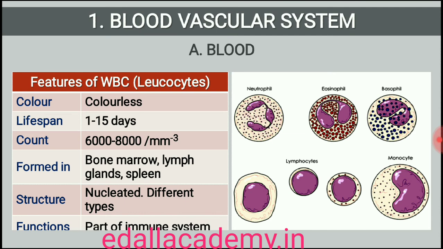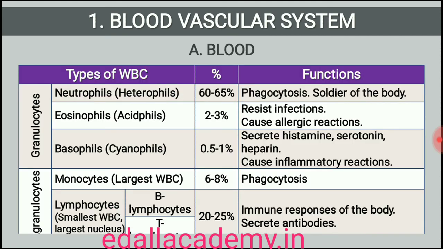Leukocytes are generally short-lived. We have two main categories of WBCs, granulocytes and agranulocytes. Neutrophils, eosinophils and basophils are different types of granulocytes, while lymphocytes and monocytes are the agranulocytes. Neutrophils are the most abundant cells, 60-65% of the total WBCs, and basophils are the least, 0.5-1%, among them.